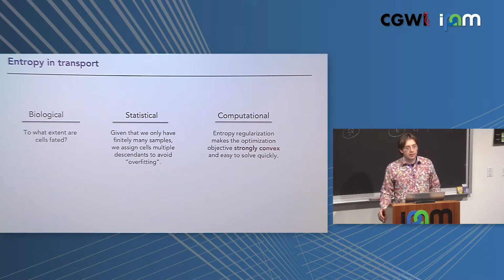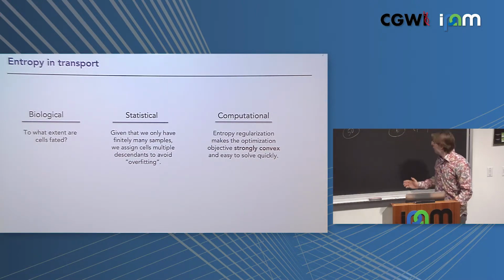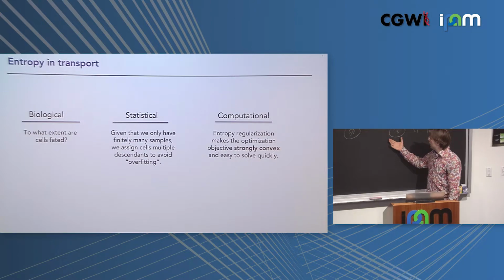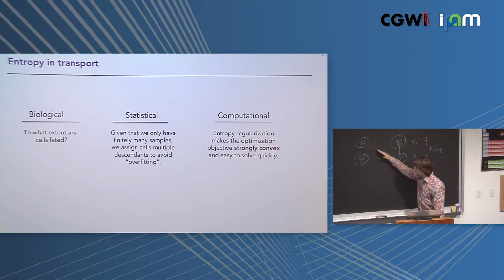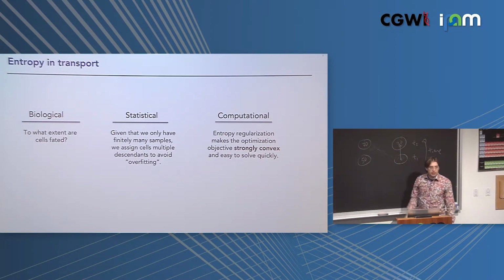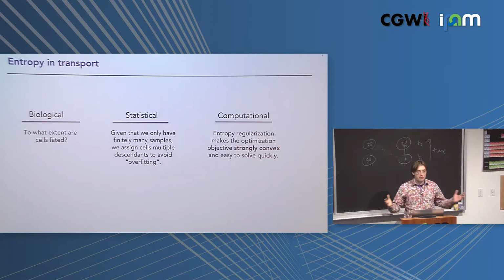I see, okay. But intuitively, you want to add entropy until you don't start blurring out these transitions completely, right? So too much entropy will just give you the independent coupling.